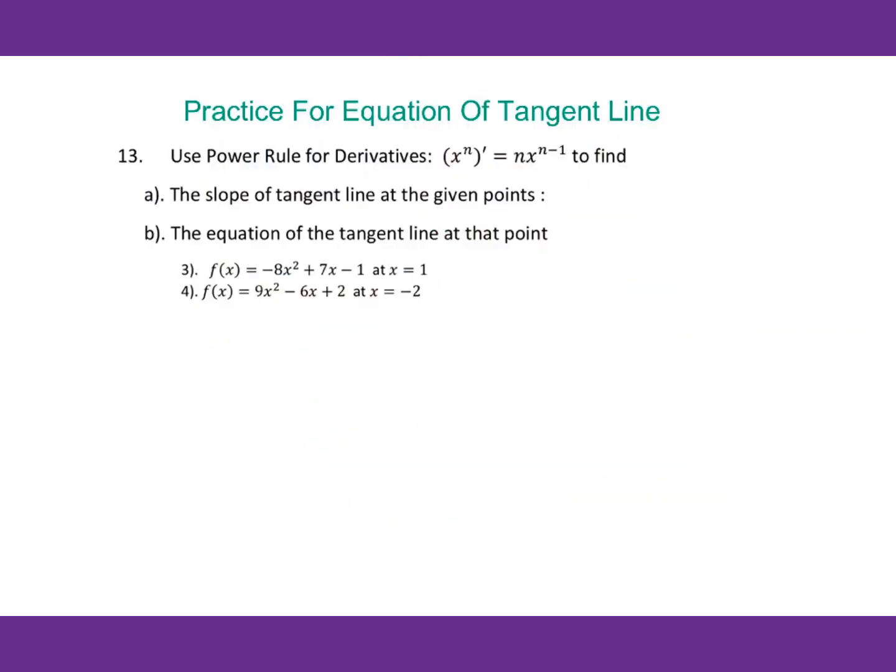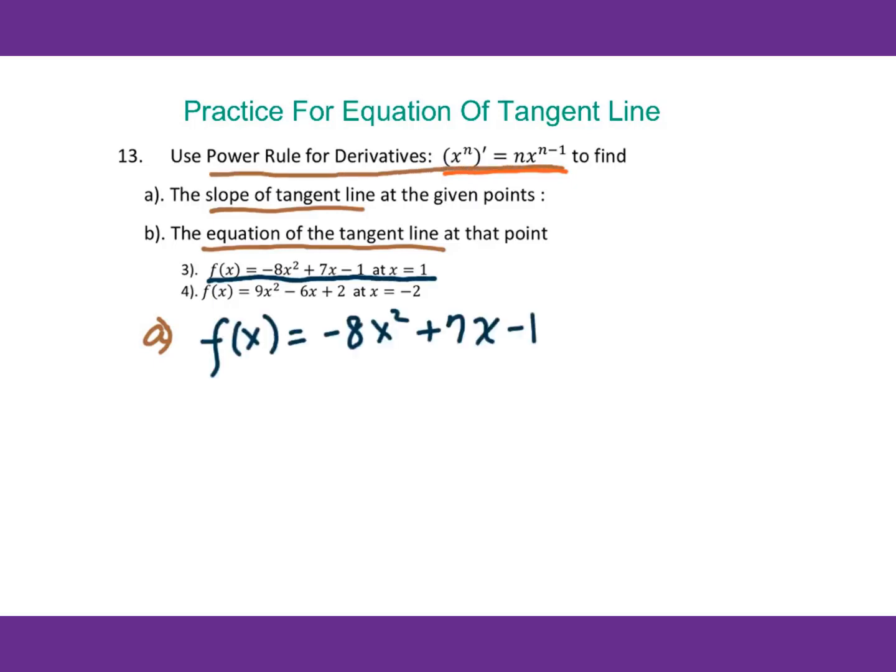Now we do some practice for equation of a tangent line for given power rule of a derivative. For number 3, f of x equals negative 8x squared plus 7x minus 1 at x equals 1. First of all, we need to figure out the slope of a tangent line. Then we need to figure out the equation of a tangent line at the given point. Therefore, according to the power rule for derivative, we will figure out the derivative for the function.